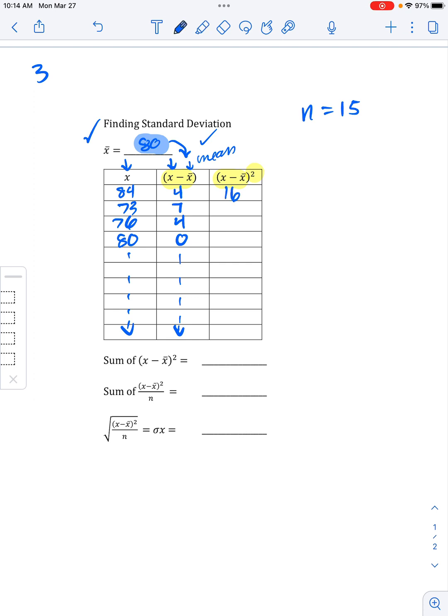4 squared, 16. 7 squared, 49. 4 squared, 16. 0 squared, 0. And I just keep going down the list. So first I found the mean. Second, I found the difference. Third, I squared those differences. They should all be positive numbers. And then here it says to find the sum of this, which is what we just found up here. So I'm just adding these up.